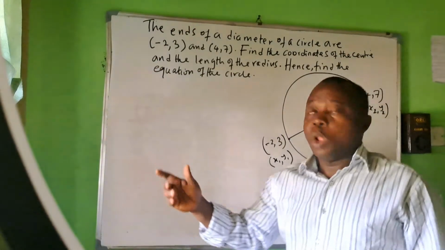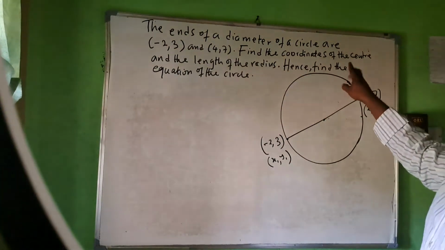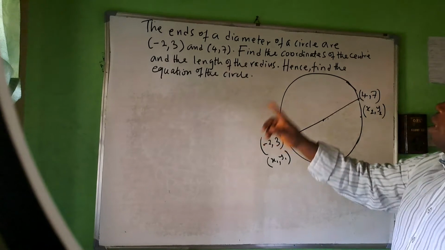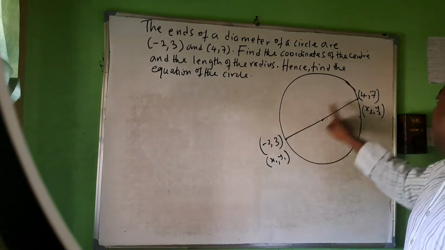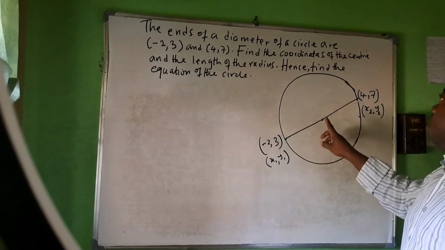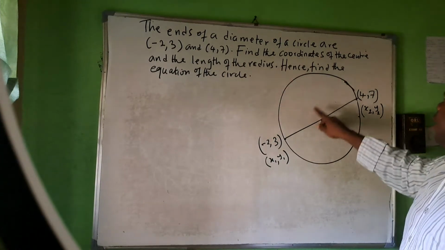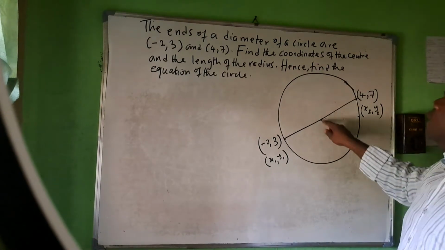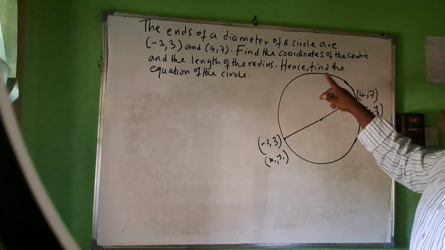Friends, let's solve this problem. It says the ends of the diameter of a circle are given by the coordinates of the ends. And I have sketched this circle to enhance our understanding of the question. So we should find the coordinate of the center and the length of the radius. Hence, we should find the equation of the circle.